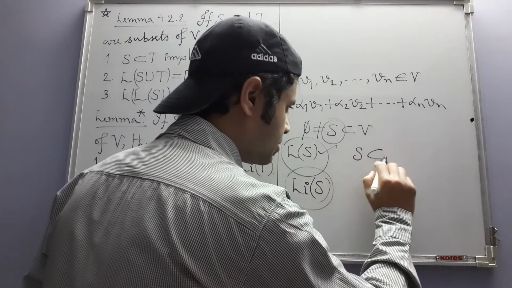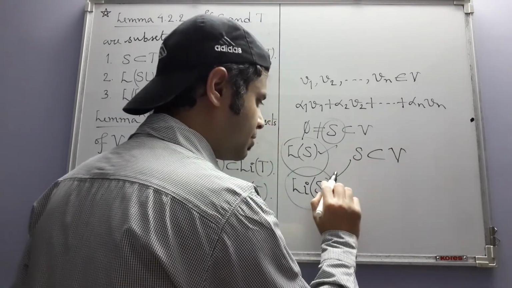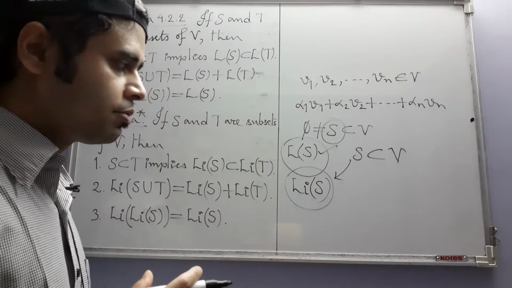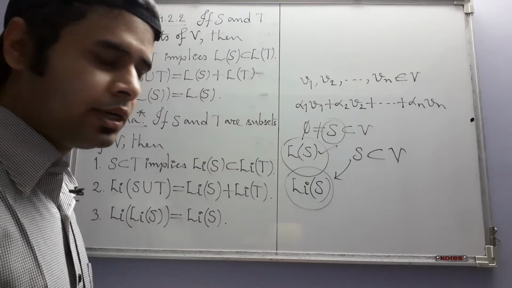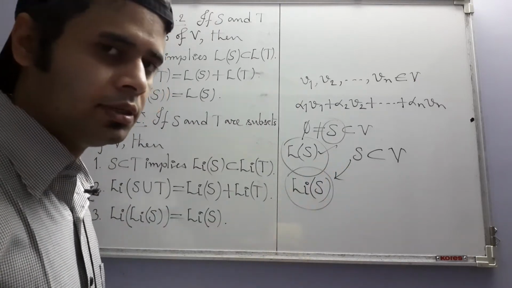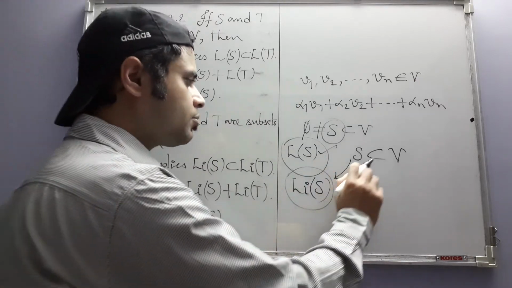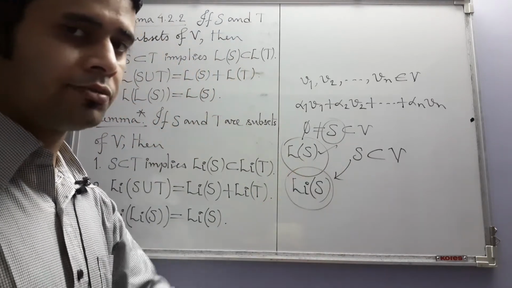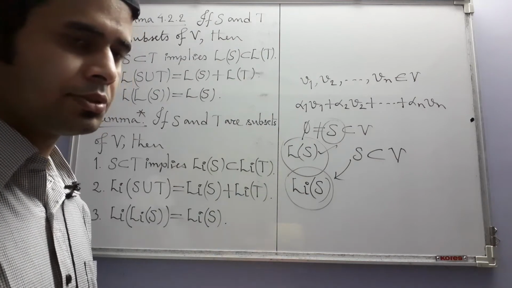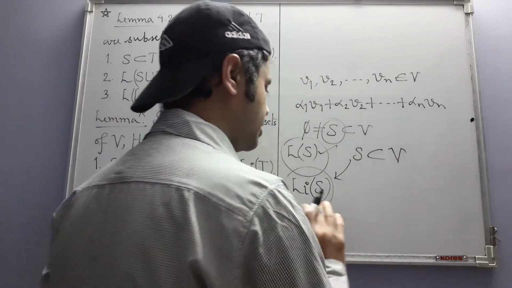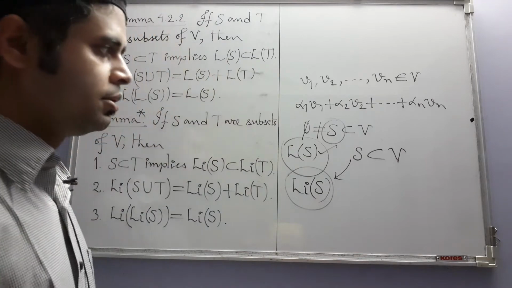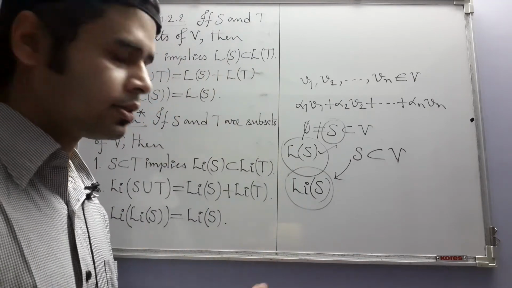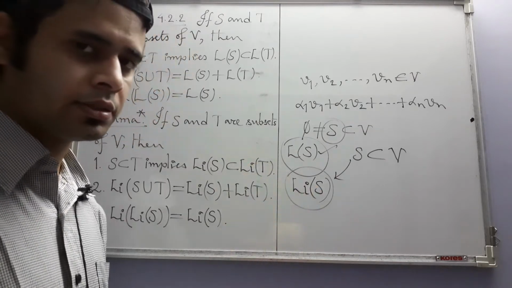For any such subset, we have defined Li of S to be the intersection of all subspaces of V containing the set S inside of it as a subset. There may be some subspaces of V which do not have S as one of its subsets. We don't consider them. We collect those subspaces of V which have S inside of them and then take their intersection. That intersection is Li of S.